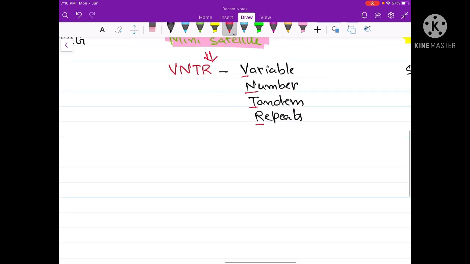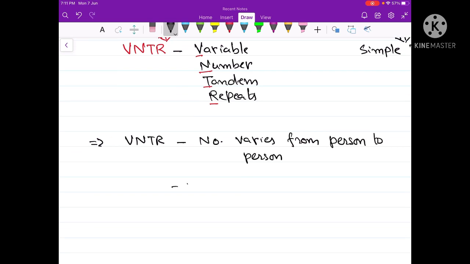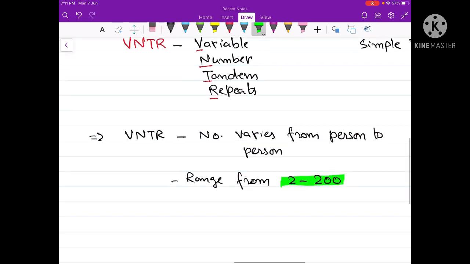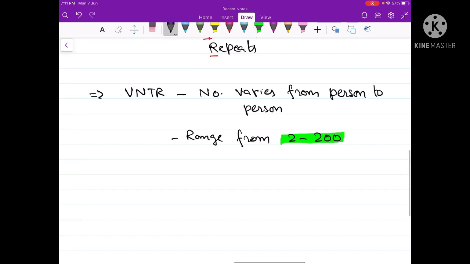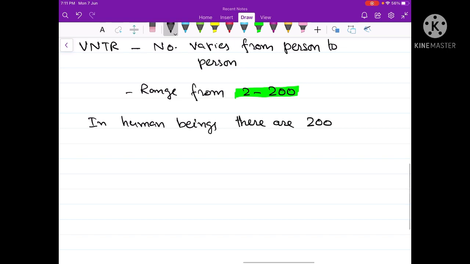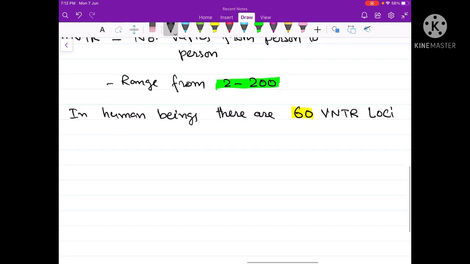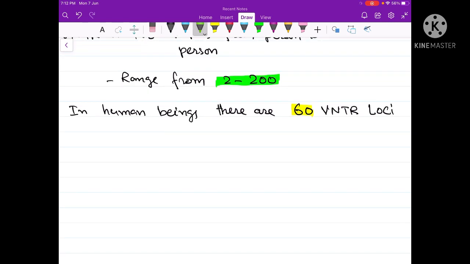Now let us talk more about these VNTRs. Their number varies from person to person. For example, this number can range from 2 to 200. Some people will have 2 basic repeats at a specific VNTR locus, and in others there will be anywhere between 2 and 200. In human beings, there are some 60 loci in the genome where VNTRs are found. Those are called the VNTR loci.